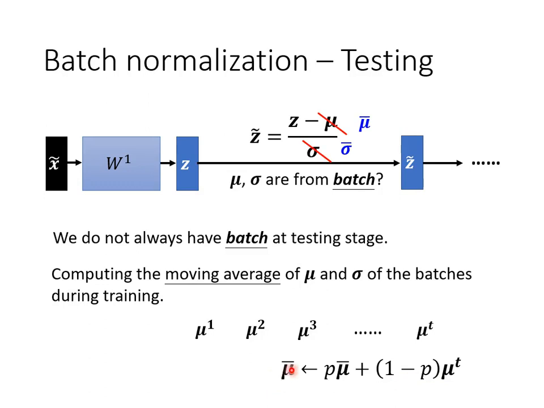Finally, in testing, you don't need to calculate mu and sigma in batch. Because when testing, in the real application, there is no such thing as a batch. You just use mu bar and sigma bar directly. That is, we replace mu and sigma with the moving average of mu and sigma during training, which is mu bar and sigma bar. This is how batch normalization works during testing.